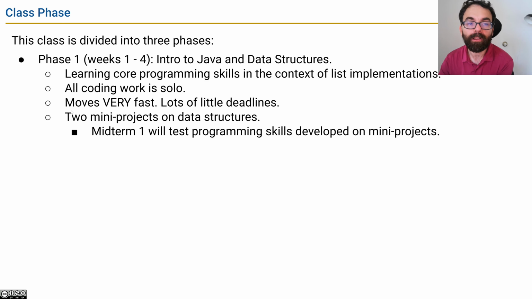And then it all comes to a crescendo with midterm 1. Midterm 1 is going to specifically test the programming skills that we get on the mini projects. Those 2 mini projects will be building a linked list-based list and an array-based list. All of the work in this part of the class is laser focused on that midterm, and the best way to study for that midterm is to do all those homeworks and mini projects. Okay? That's the first part.